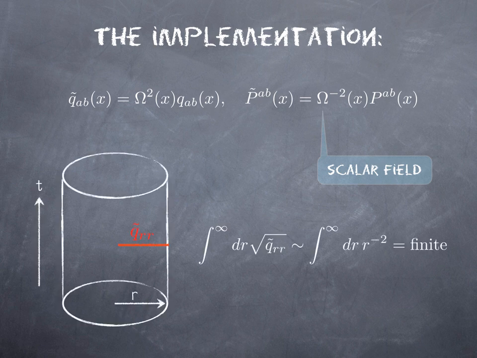Now, if we compute the proper distance again with respect to this twiddled metric, now q-tilde_rr, we take the square root of q-tilde, and from the conformal factor we get an additional inverse power of r. Therefore the integral is dr times r to the minus 2, and the answer is clearly finite.